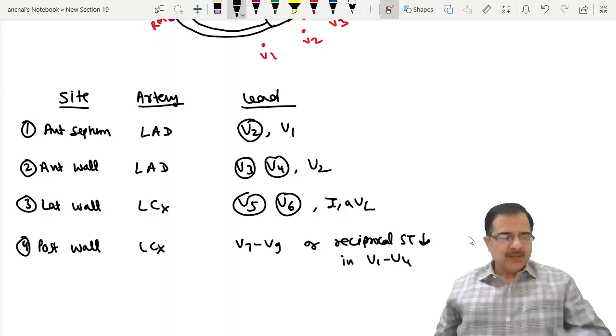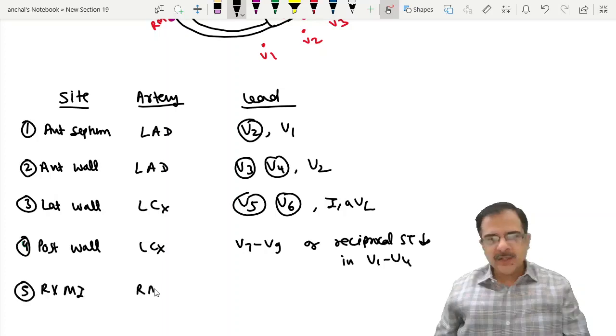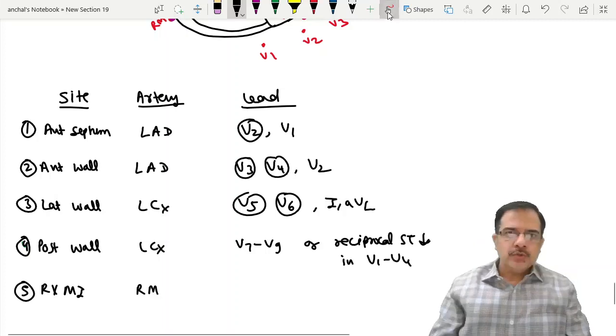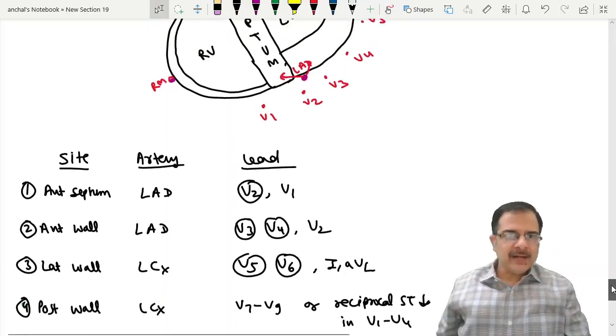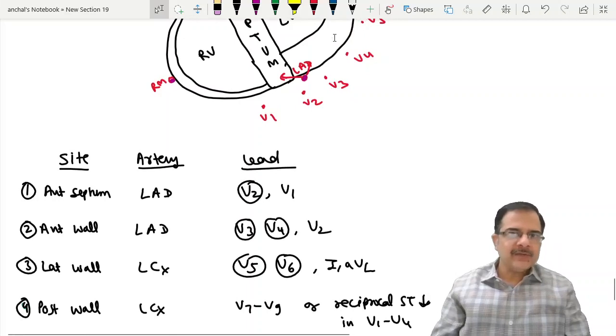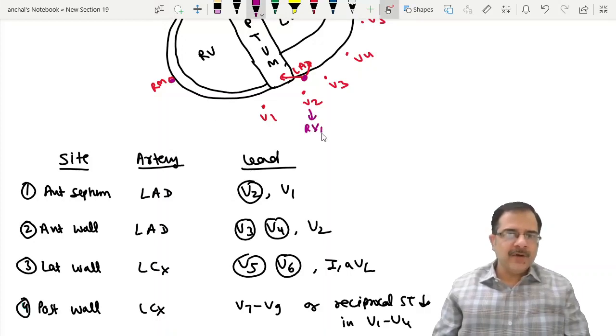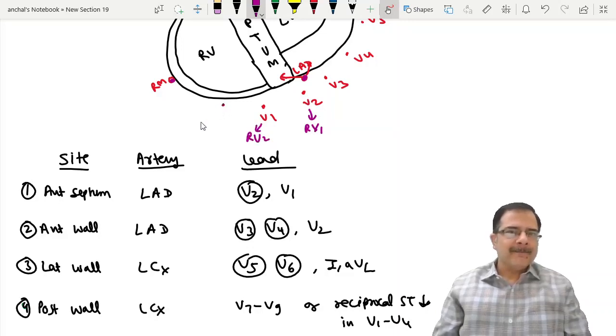Now, what about the right ventricle MI? RVMI is supplied by the right marginal, right coronary artery. So, to represent the right ventricle MI, we remove the left-sided leads and place them on the right side. So, on the right side, the V2 will become RV1, V1 will become RV2, then RV3, RV4, RV5, RV6, same intercostal space but on the right side.